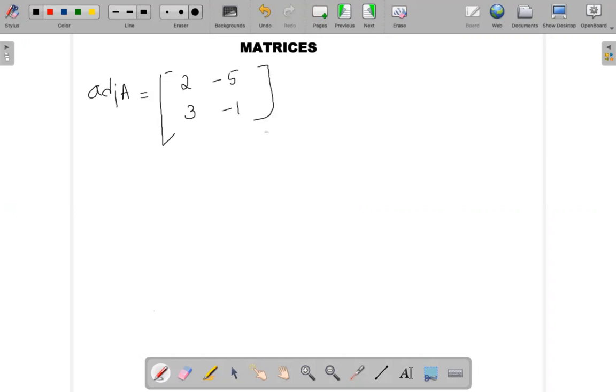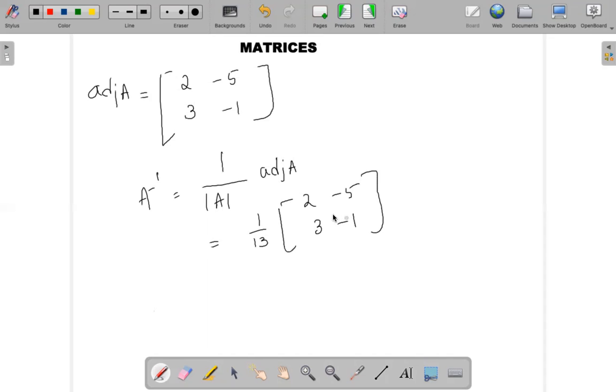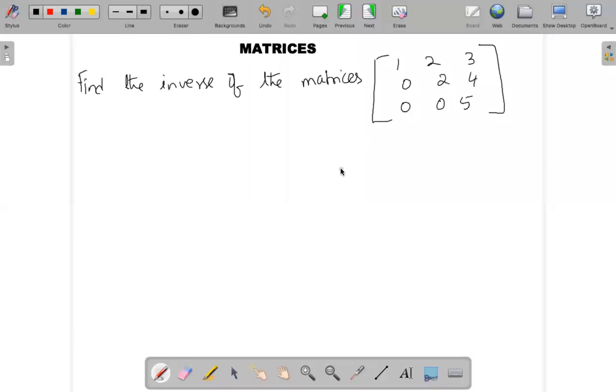So now to get the inverse, A inverse will be 1 by determinant A and the adjoint A. So that will be 1 by 13 and 2 minus 5, 3 minus 1. So this is the inverse of the matrix.